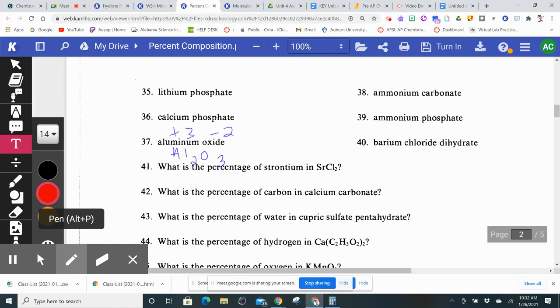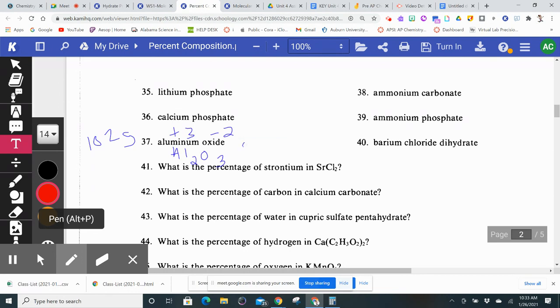Now I have to add it all up. So I got 2 aluminums, so that's 2 times 27, which is 54. And 3 times 16, which is 48. What's 54 and 48? My brain's already done. 54 and 48. That sounds right. 102. 102 grams. Okay, so that's my total. My total mass is 102.